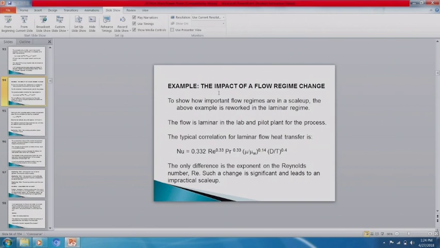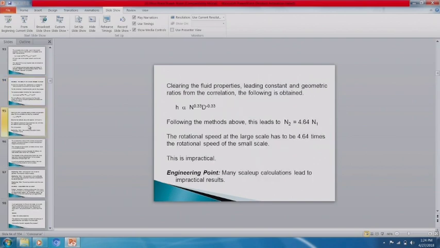We're going to show you two things: the importance of the flow regime, and accompanying that, the importance of this exponent value. Okay. So if we remove all fluid properties, constants, and geometric ratios from the correlation, the following is obtained. And this will lead to the rotational speed of scale 2 being 5 times the rotational speed of scale 1.